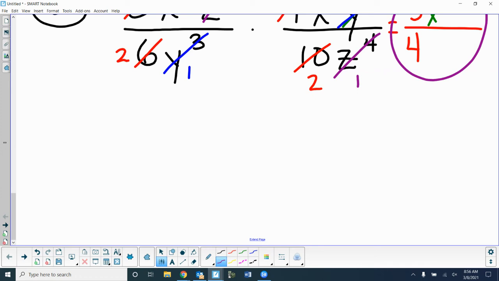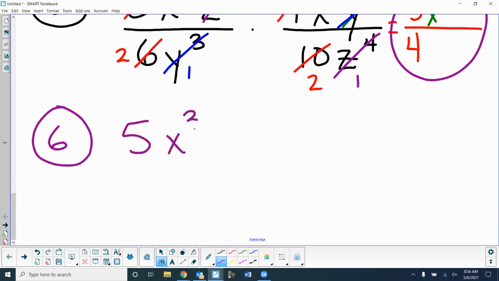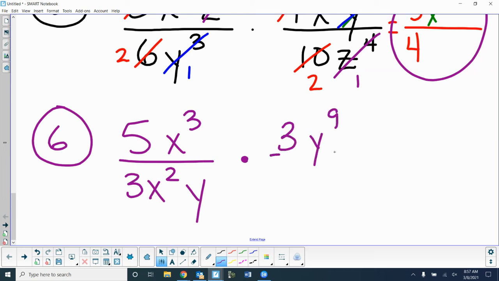Number 6, what do I gotta do? What do I gotta remember in this one? Yeah, right, multiply by the reciprocal, right? So change this from division to multiplication and write the reciprocal of the second fraction.